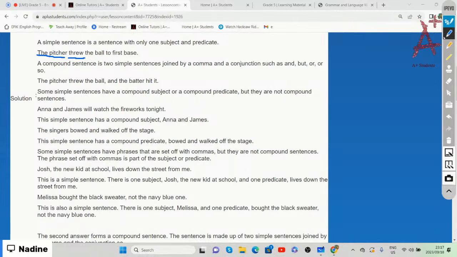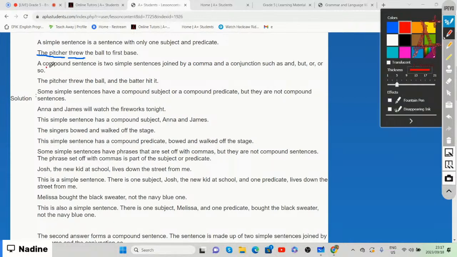Now we have a compound sentence. A compound sentence is two simple sentences joined firstly by a comma, and then also by a conjunction. So a compound sentence is two simple sentences joined by a comma and a conjunction. And the conjunctions are and, but, or, so. So those are our conjunctions, and we call them coordinating conjunctions.